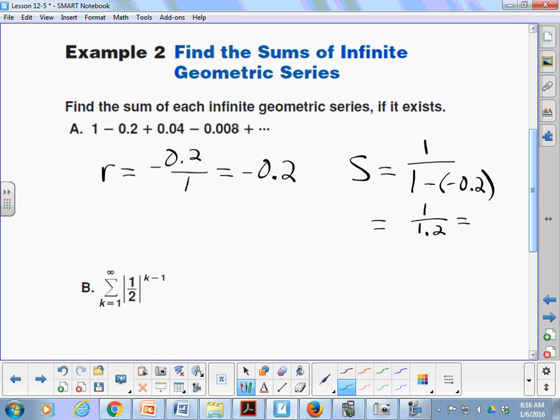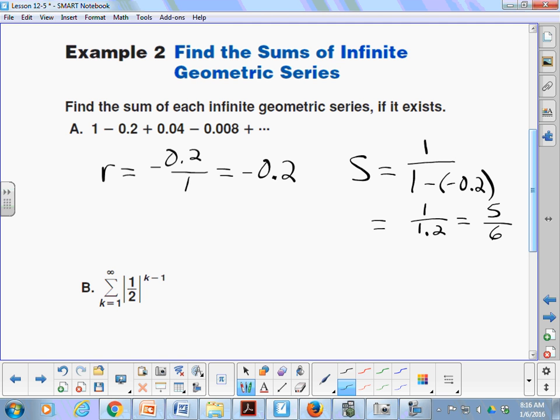And this is actually 5/6, or 0.833, I think it is. So even though they alternate positive and negative, it's still getting closer and closer to a specific number. Yes? If r is greater than 1, we say it diverges and there is no sum.